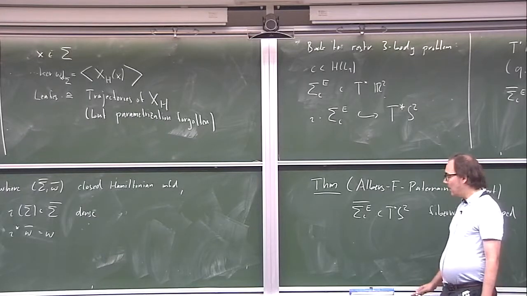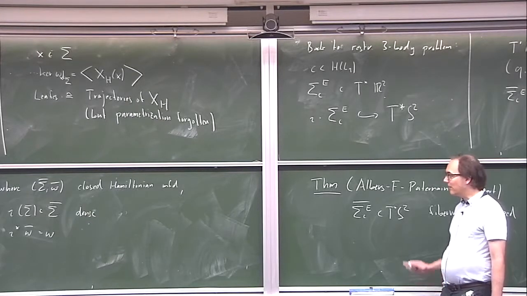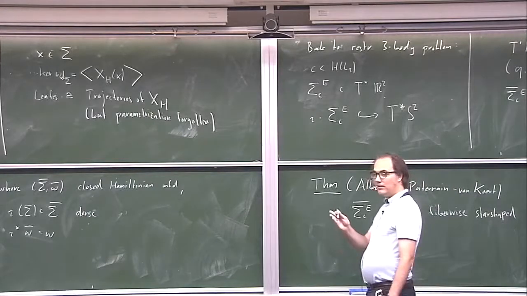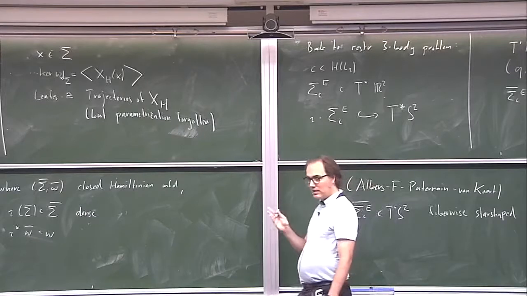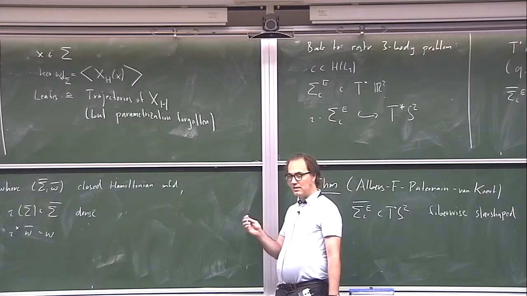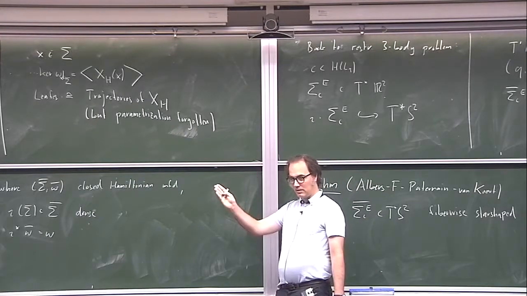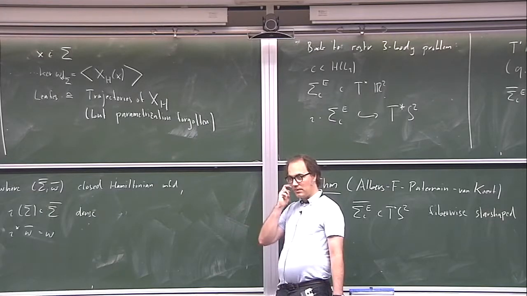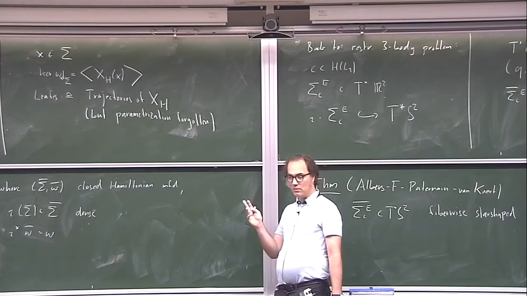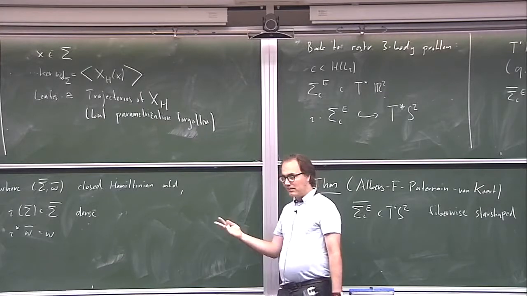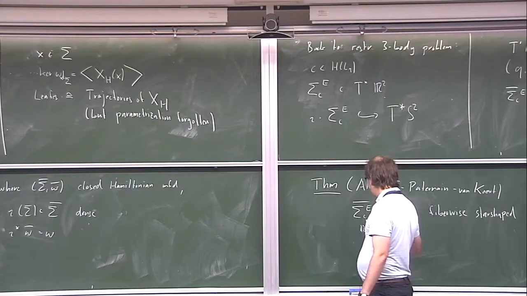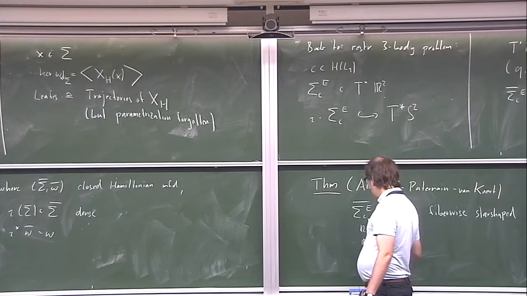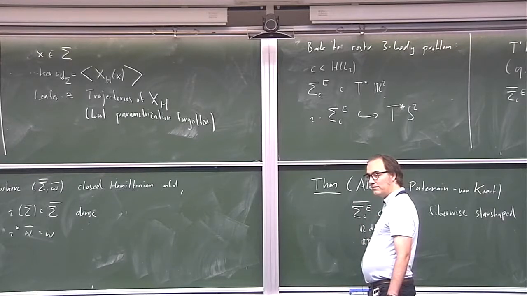The topology is RP3. What is the topology? For the geodesic flow on S2, how do you determine the geodesics? You need a point and a unit direction. So it's the unit cotangent bundle, the unit tangent bundle of S2, which is diffeomorphic to RP3, but its universal cover is S3.